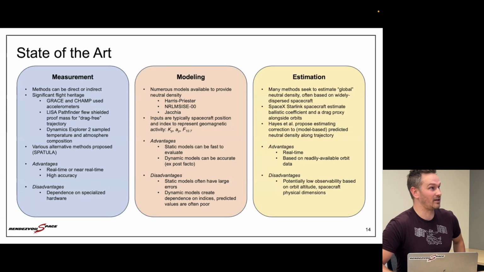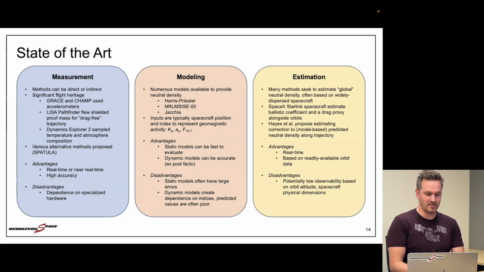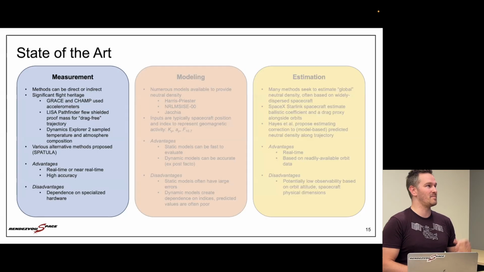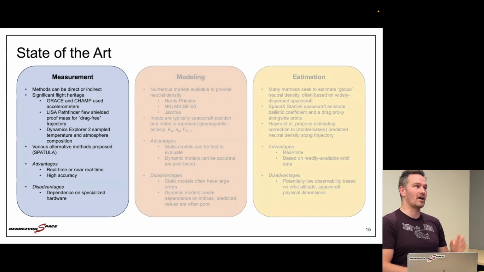So quickly, the current state of the art. Basically this has been a problem since Sputnik, and all of the approaches can essentially be divided into one of three things: measurement, modeling, or estimation. Measurement can be a direct or indirect measurement. There's a lot of flight heritage for this.